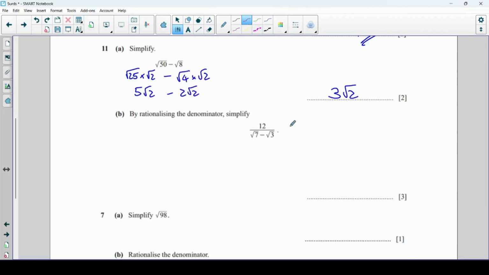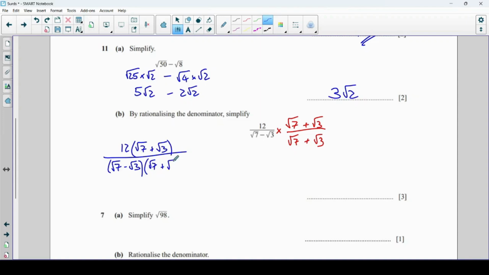To rationalise the denominator, we need to multiply by the conjugate once again, even when they're both square roots. So I'm multiplying top and bottom by root 7 plus root 3. Let's write down the top, so we've got 12 brackets root 7 plus root 3. And on the bottom, root 7 minus root 3 times root 7 plus root 3. The top's not going to look very nice for now. We're going to write 12 root 7 plus 12 root 3.